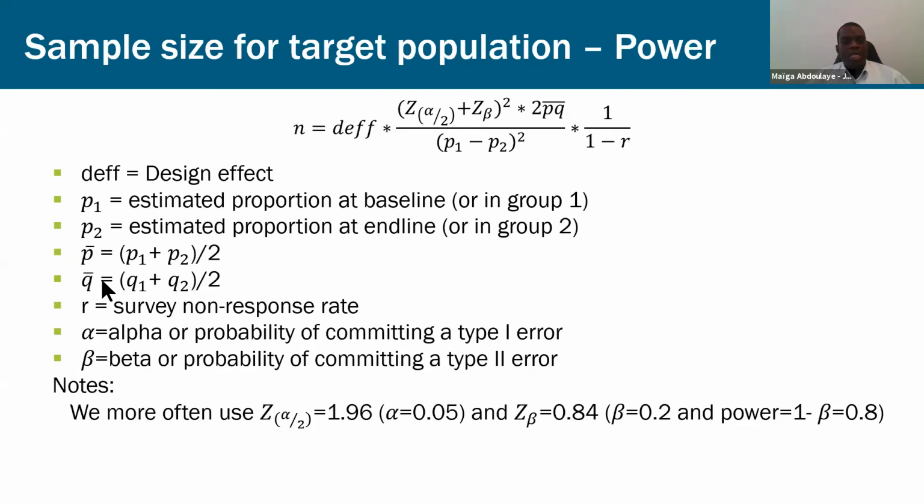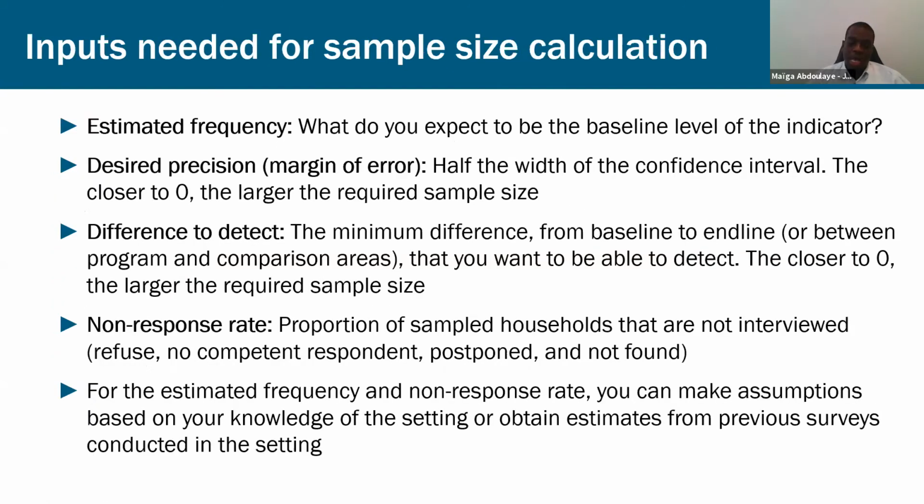So let's see now what the different inputs we need for sample size calculation are and where we can obtain them. Let's begin by providing some basic definitions. The estimated frequency is what we expect to be the baseline level of the indicator. The margin of error, or desired precision, is basically the difference between the value in our sample and the value in the population, meaning half of the width of the confidence interval. So the closer to zero the margin of error, the larger the required sample size, and the better the precision.